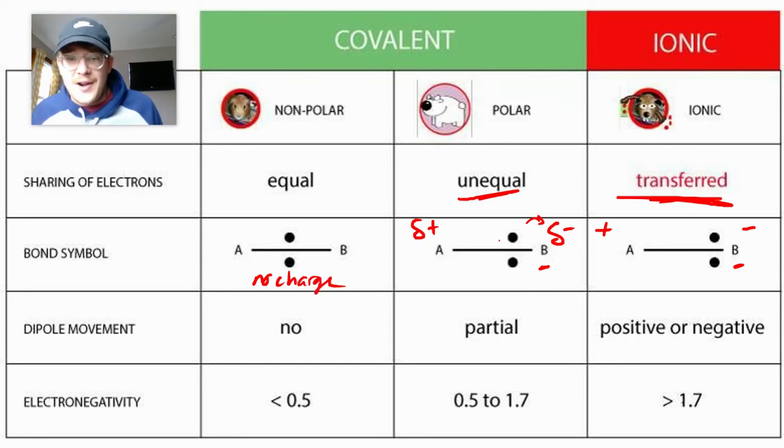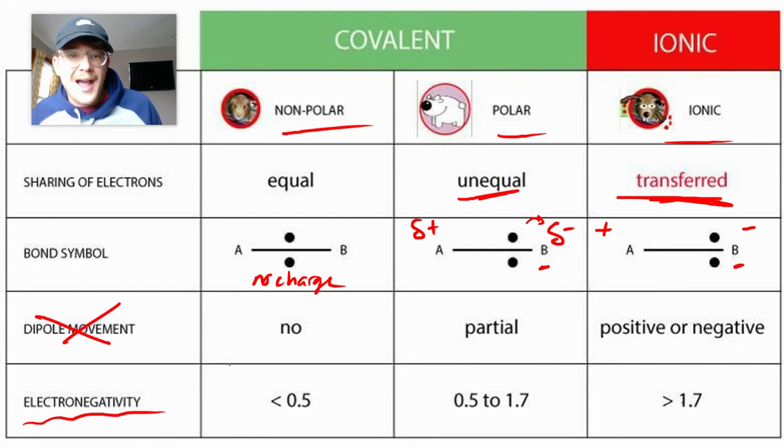So it's kind of like a gradient. However strong B is, compared to A, will determine if it's polar, nonpolar, or ionic. All right. So dipole movement, I'm not going to talk about this right now. But how do you know if it's nonpolar, polar, ionic? Well, the difference between the electronegativities will tell you.